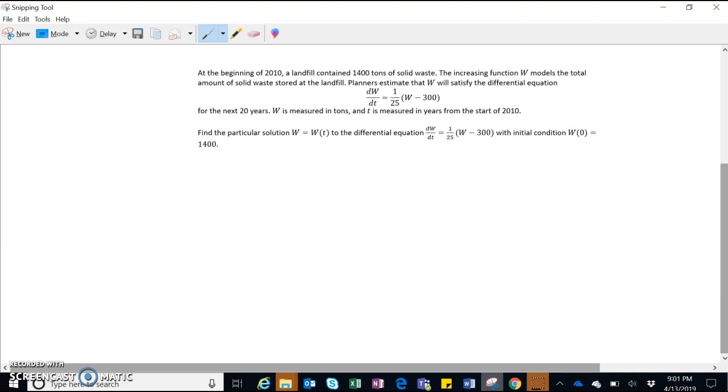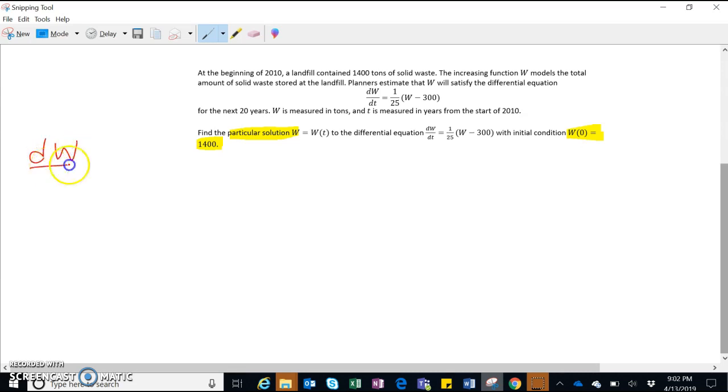Okay, so in this problem, you've got a landfill that contained 1,400 tons of solid waste back in 2010. The increasing function W models the total amount of solid waste stored in that landfill. Planners estimate that W will satisfy this differential equation for 20 years. W is in tons and time is in years from the start of 2010. So in this first part, we're asked to find the particular solution to our differential equation given this initial condition W(0) = 1,400. Pretty standard problem here.